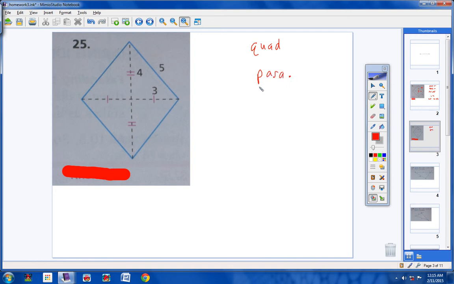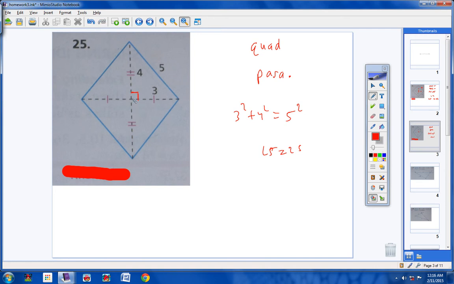Now, let's see what else I know. If I take this triangle right here and try to see if I have a Pythagorean triple, I do. If I take my 2 shortest legs, 3 squared plus 4 squared equals my longest side squared, I will get 25 equals 25. So I know this is a right triangle because I have a Pythagorean triple. So I know there's a right angle right here. So there's my right angle.